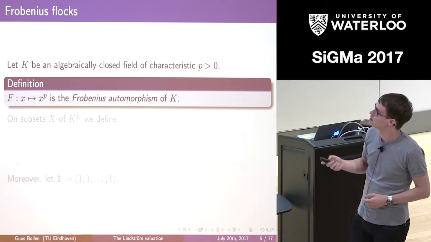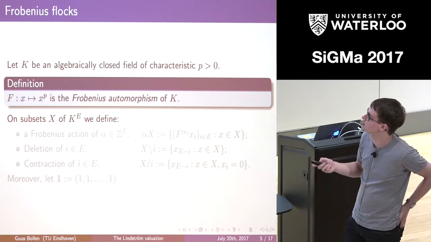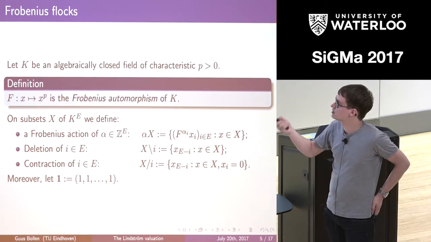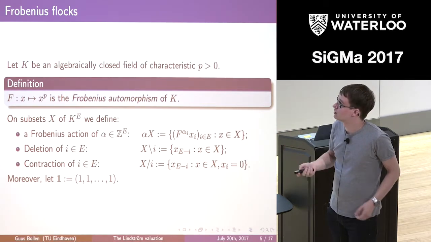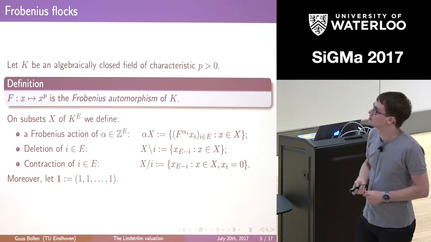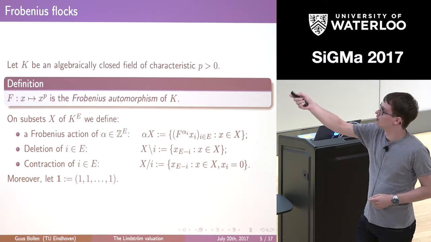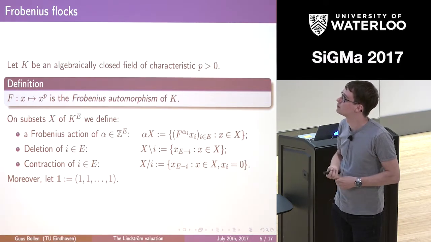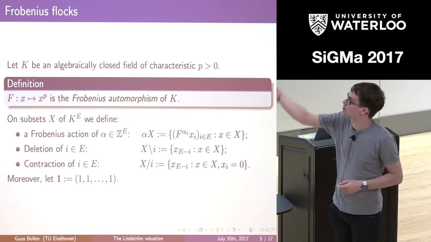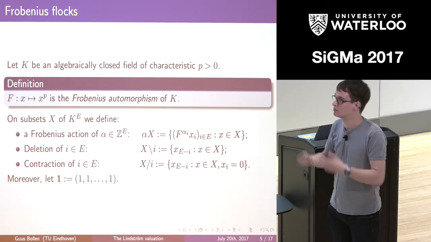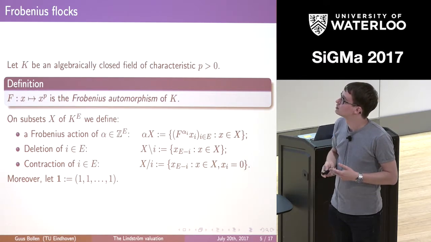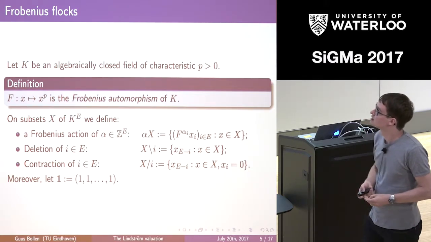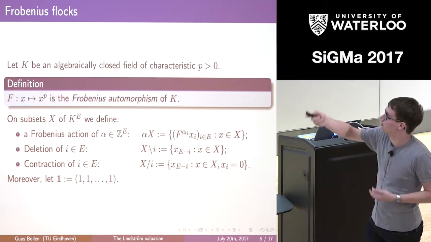And now a few technical definitions. So on subsets of K to the E, we define first a Frobenius action. So alpha x, well, I take the ith coordinate of each vector in x, and I take the Frobenius automorphism alpha I times of it. So that gives me another set.